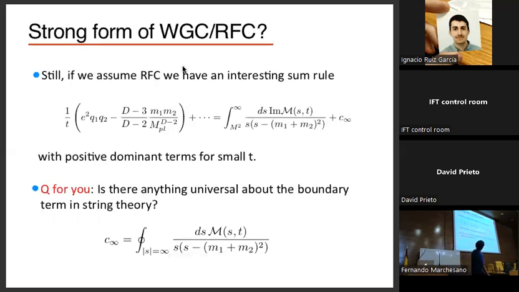Still, we have this nice sum rule that might have some use, but we need information about this boundary term. So here's a question for you. Is there anything universal about this boundary term in string theory that we can use to learn something using this dispersion relation? Maybe something about the high-energy behavior, if we assume that we are scattering the weak gravity states.